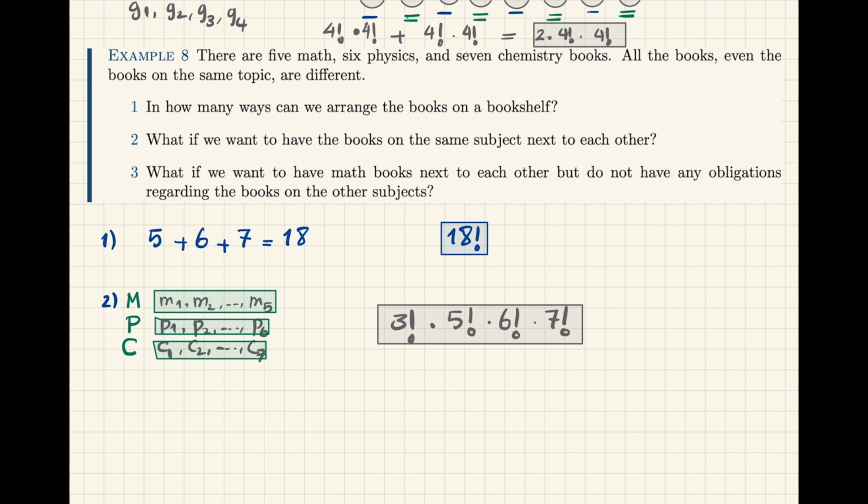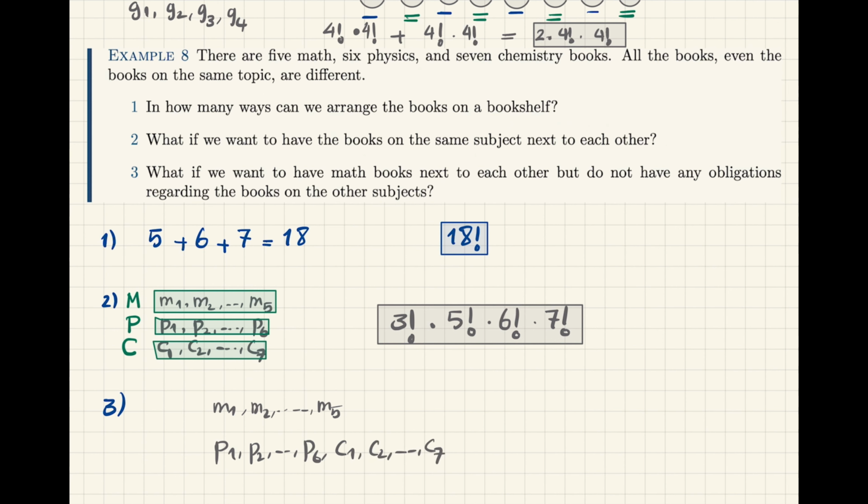Okay, so number 3. What if we want to have math books next to each other, but do not have any obligations regarding the books on the other subjects? Okay, so I think this is also clear. So this time, you have these books, Math 1, Math 2, up to Math 5. But then you have Physics 1 up to Physics 6, and then Chemistry 1, Chemistry 2, up to Chemistry 7.